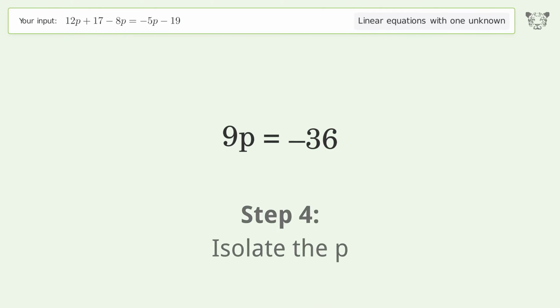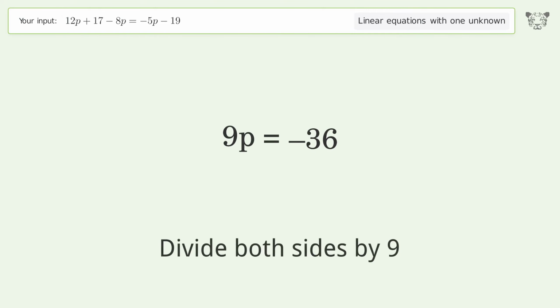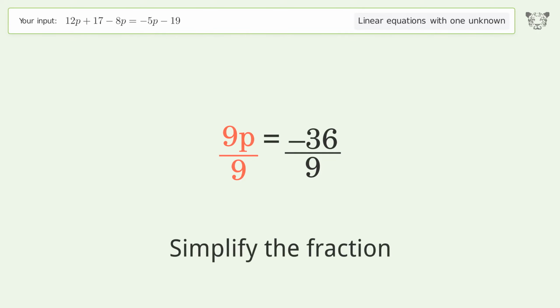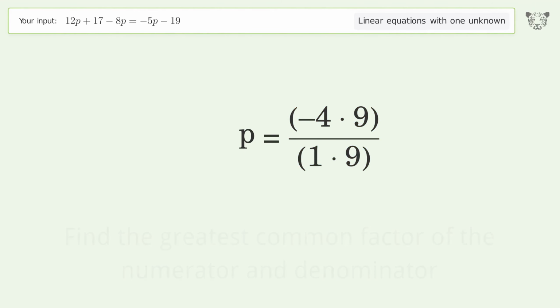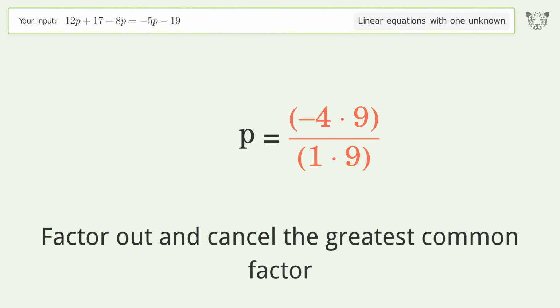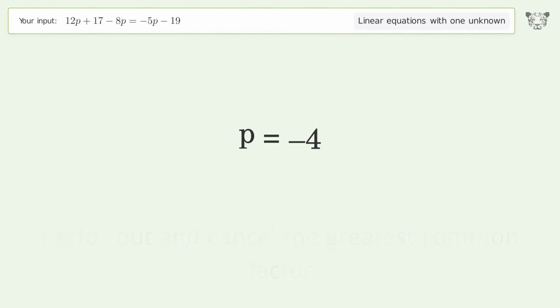Isolate the p. Divide both sides by 9. Simplify the fraction. Find the greatest common factor of the numerator and denominator. Factor out and cancel the greatest common factor. And so the final result is p equals -4.